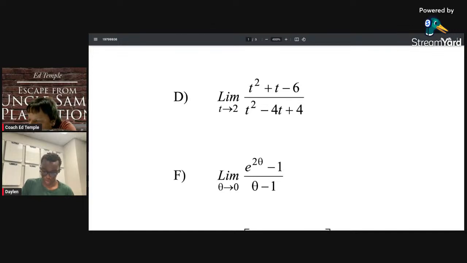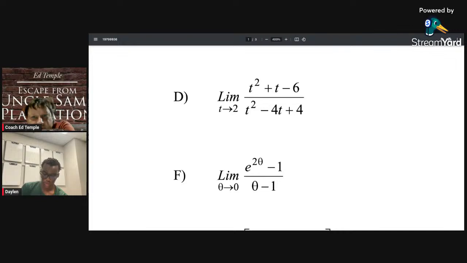And so what's going to cancel again? T minus 2. And this one also says as T approaches 2. Okay, so what do you think is going to happen to this one once again? Because you're still going to have a T minus 2 on the bottom. Vertical asymptote. So when you say what's the limit going to be, it does not exist. DNE. Yeah, it's going to be another DNE.